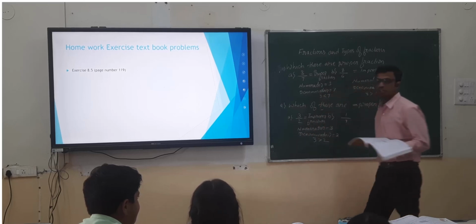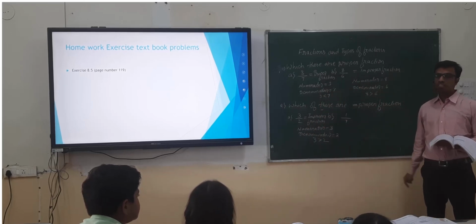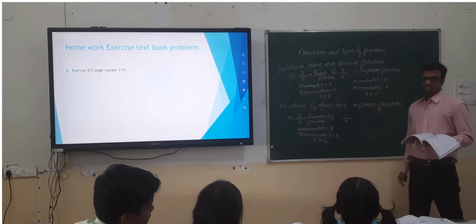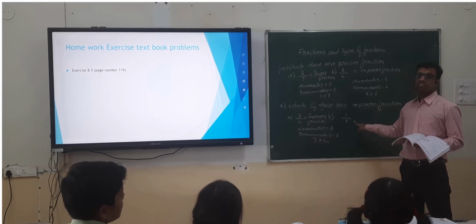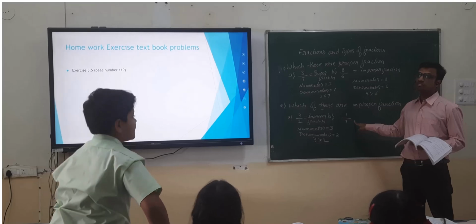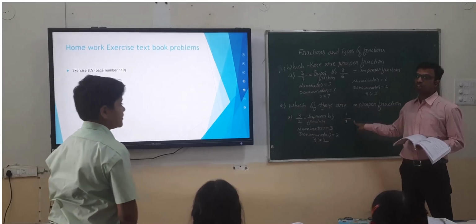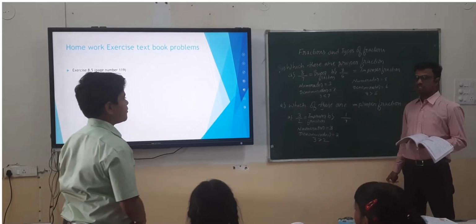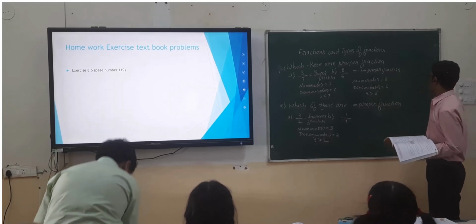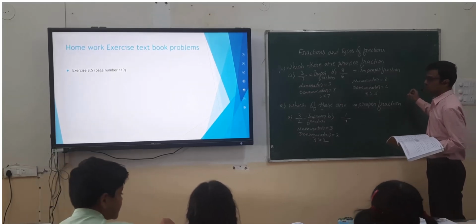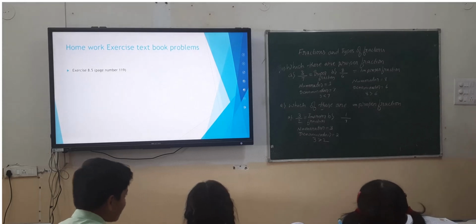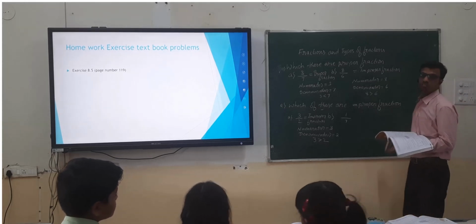Now this one, can you tell me orally which fraction it is? It is a proper fraction. Why is it a proper fraction? Because the numerator is smaller than the denominator. Very good, correct. So now I will write on this afterwards. You write this down afterwards and solve it on your own.